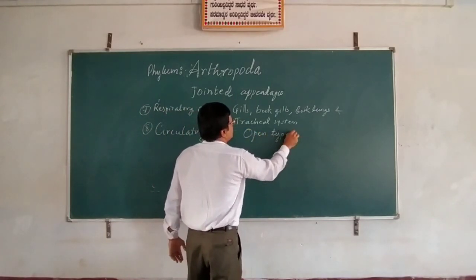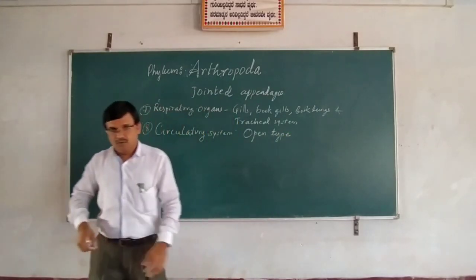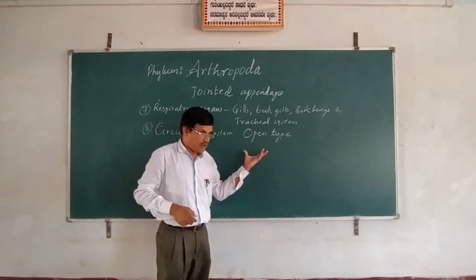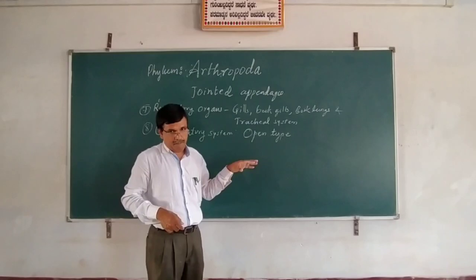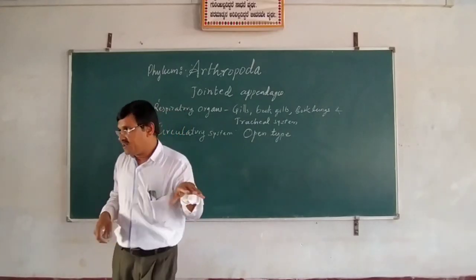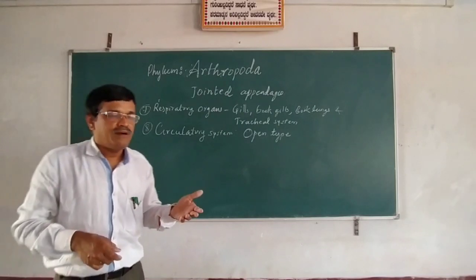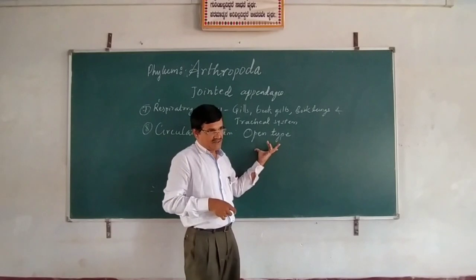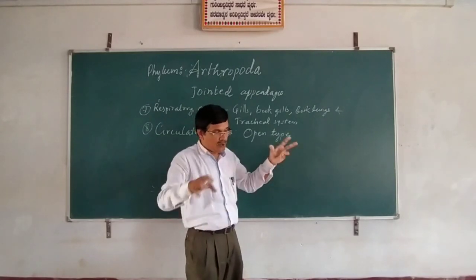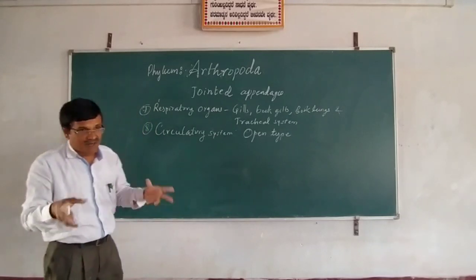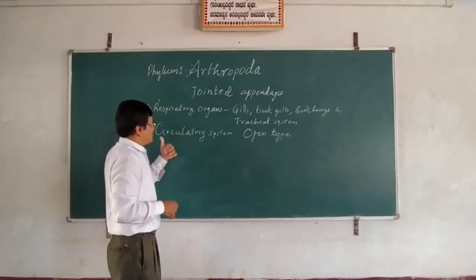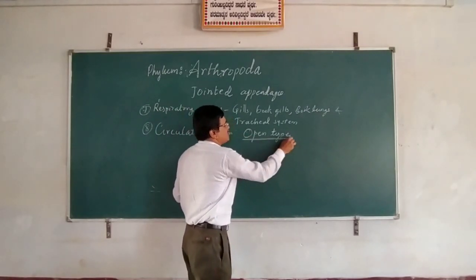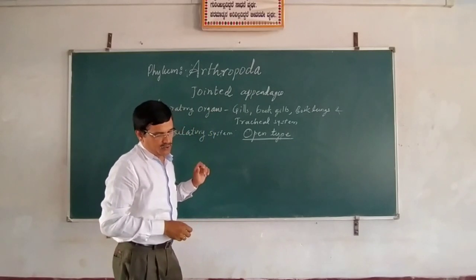Then the circulatory system is of open type. In the open type of circulatory system, the circulating fluid flows in the spaces present in the body, and these spaces are known as sinuses. There is no closed circuit of blood vessels in arthropods. So this is known as the open type of circulatory system.